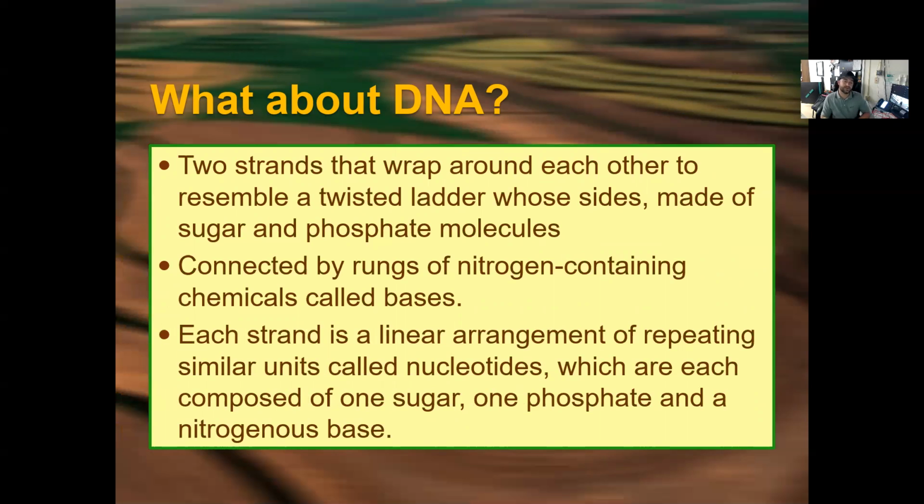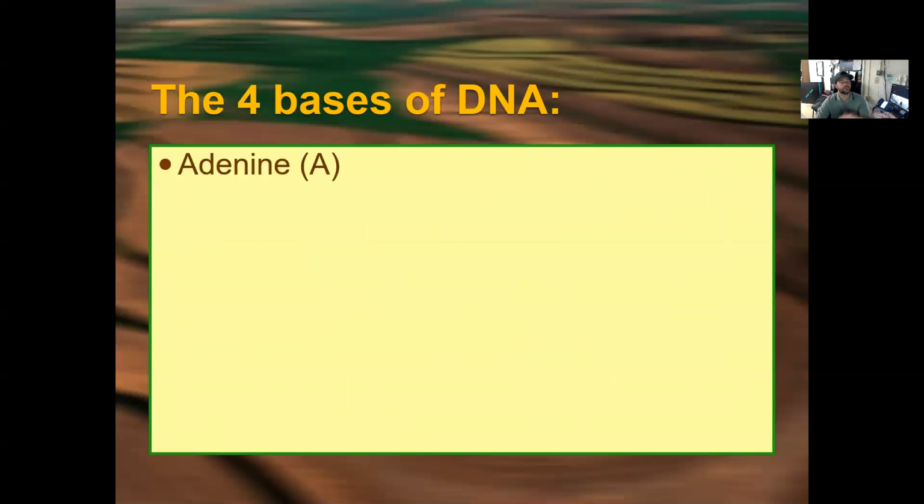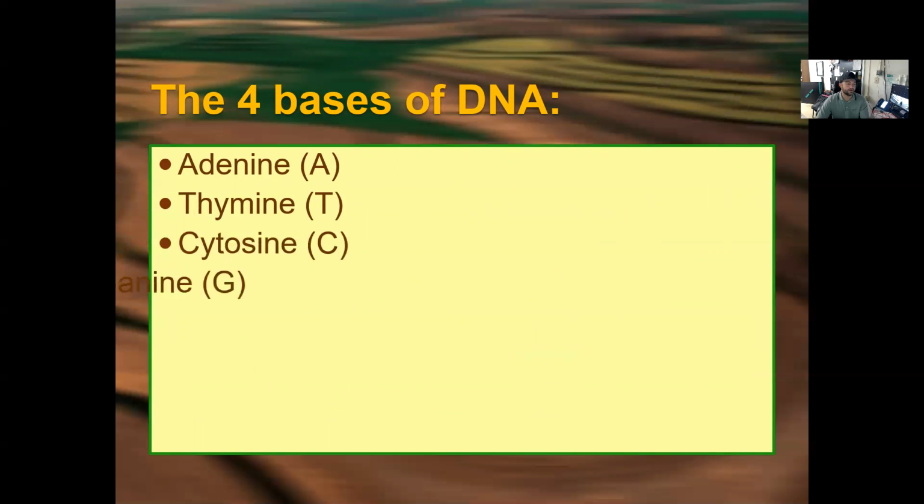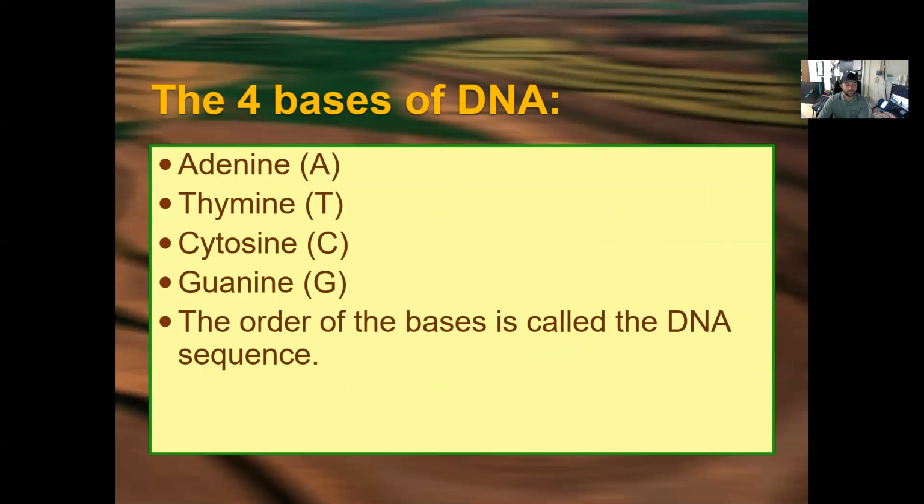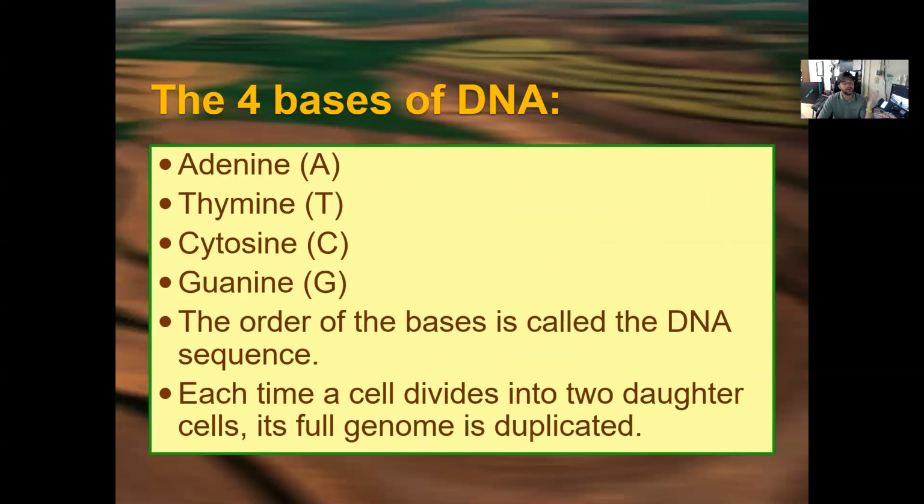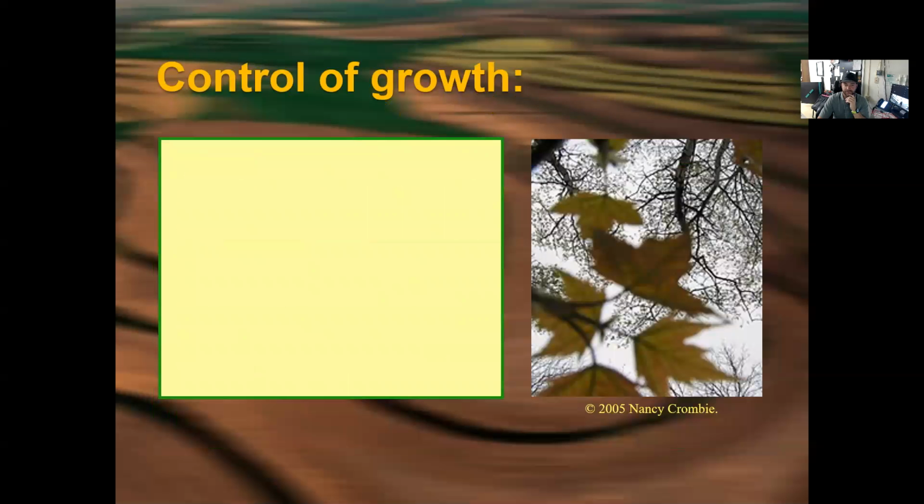Each strand is a linear arrangement of repeating similar units called nucleotides, which are each composed of one sugar, one phosphate, and a nitrogenous base. So, the four bases of DNA: adenine, thymine, cytosine, and guanine. The order of the bases is called the DNA sequence, and each time a cell divides into two daughter cells, its full genome is duplicated.